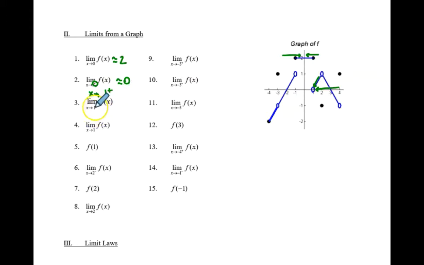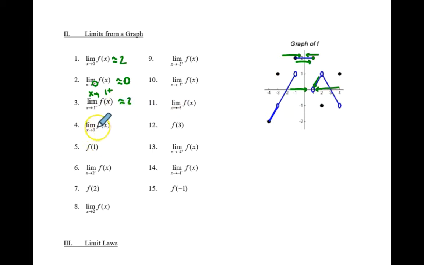And notice that I'm writing these squigglies for approximation because we won't get exact values until we use algebra. The negative sign up in the exponent means from the left or from below. So as x is approaching 1 from below, my graph is actually up here, and the y value right here is approaching 2. So I'd say approximately 2.